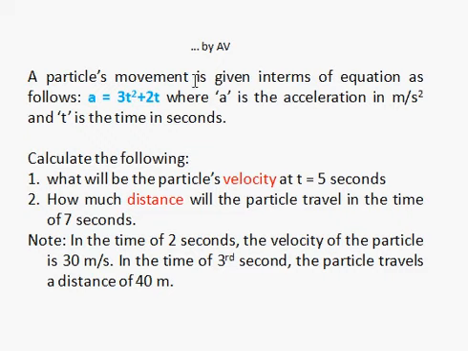A particle's movement is given in terms of an equation as follows. A is equal to 3t square plus 2t. Here A is defined as acceleration and its unit is given as meter per second square. Similarly, t is defined as time and its unit is given here.